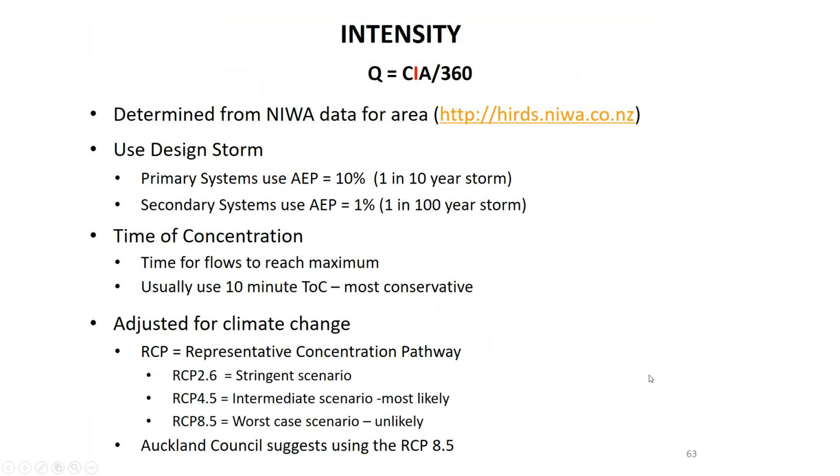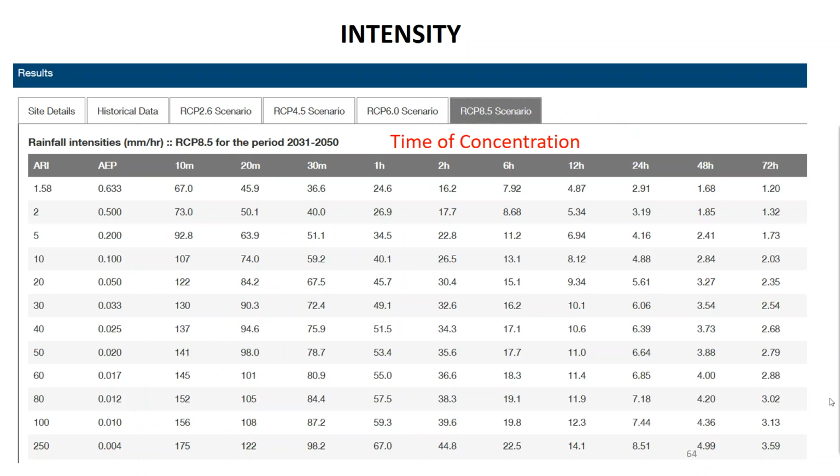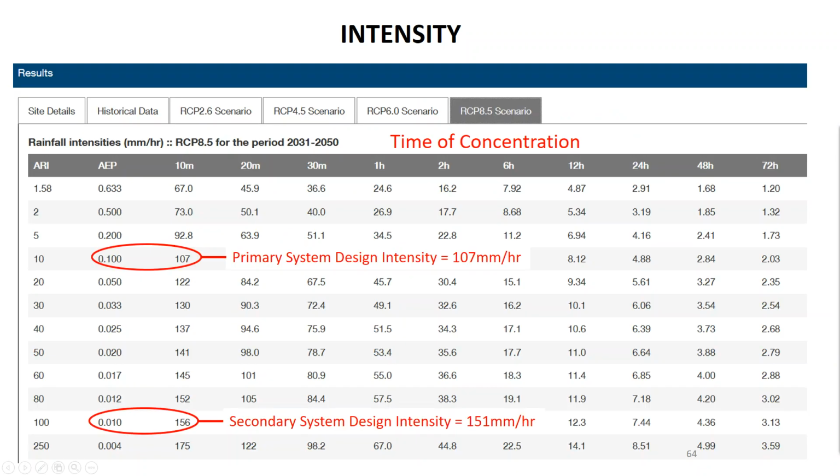So back to the slides. Once again, as I pointed out, you need to look at the difference between those scenarios, but this is the one you designed for, with the 10% AEP and the 1% AEP for secondary systems. Here is the sheet that we looked at just before, and it shows that 0.1 AEP for the primary systems and the 0.01 for the secondary systems.